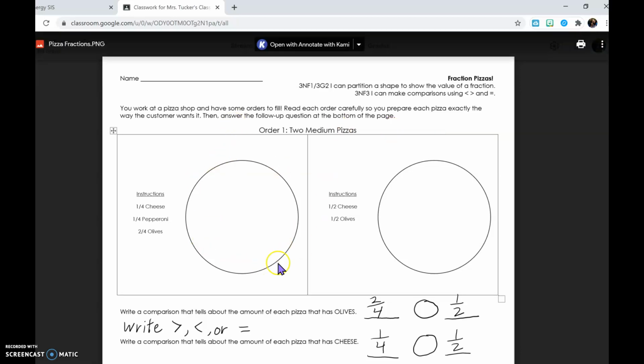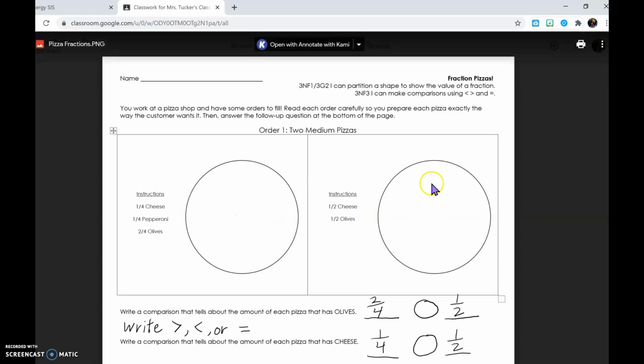What they mean by preparing the pizza exactly how they want it is you need to look at the fractions that they have here and divide the pizza into however many pieces it needs to be divided into. Then you need to put what fraction gets cheese, what fraction gets pepperoni, and what fraction gets olives. And you need to do the same thing for this pizza. But look, we're working with a different fraction this time, so you're not going to split it into the same amount that you did this pizza.